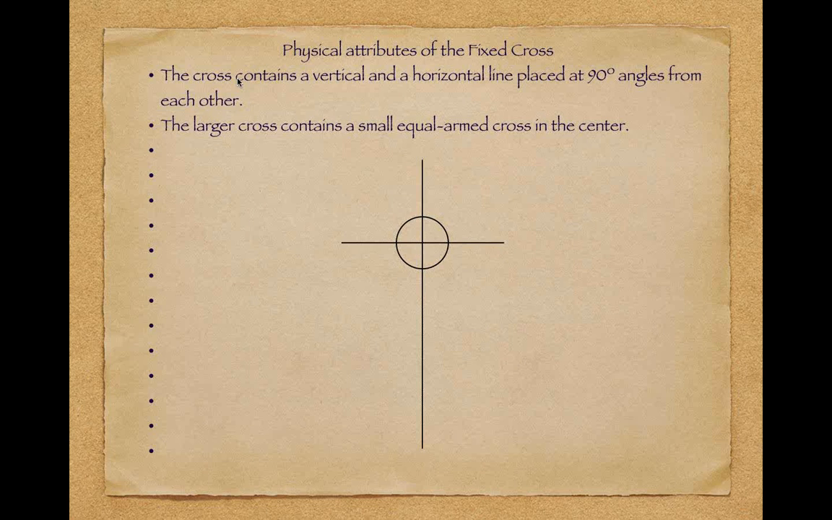Okay, I've started us off with two ideas. The cross contains a vertical and a horizontal line placed at 90-degree angles from each other. The larger cross contains a small equal-armed cross at its center. So, any further observations? What other physical attributes do you see?